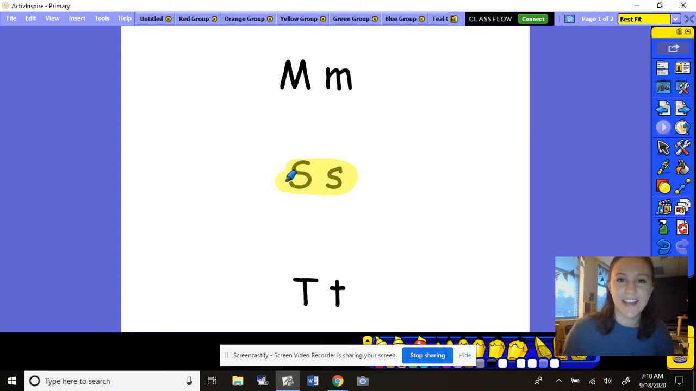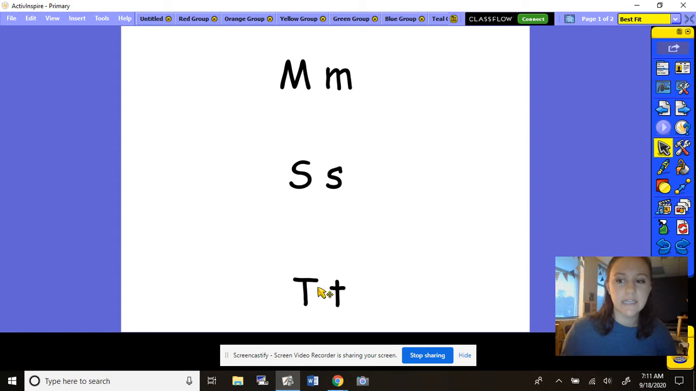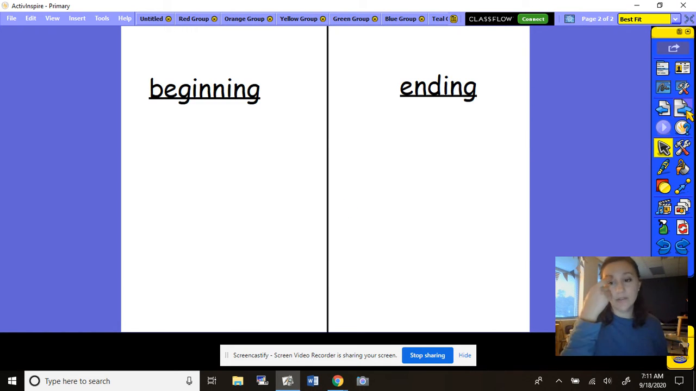And then this letter S makes the sound sss just by itself, S, like a snake. And then this letter T makes the sound t. So those are the 3 sounds we're going to talk about today. M, S, and T, M-S-T. Now we're going to talk about how these sounds can come at the beginning or the ending of words. They can come in both places.